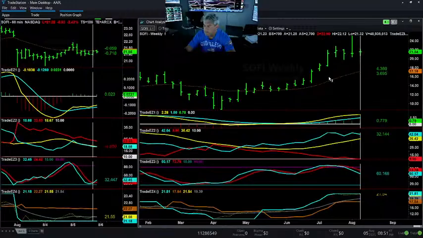Weekly. I don't know. I think if it pulls in here below 18, 17 and a half, 19 and a half, I'd probably look to buy it off the weekly.